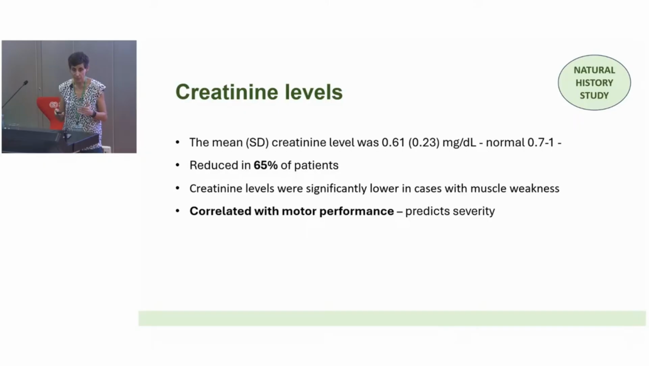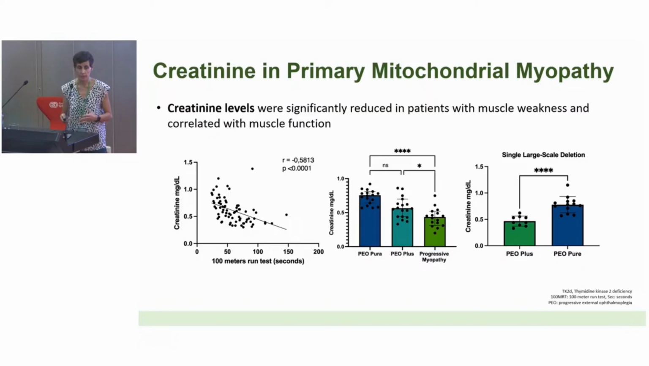They were significantly lower in patients with muscle weakness, and it correlated also with the function tests we do to assess the motor evaluation. Here I show you some of these graphics that show how creatinine levels correlate strongly and significantly with the 100-meter run test. It also correlates with the North Star Ambulatory Assessment, and it's helpful to distinguish in which patients there is muscle weakness and, more important, muscle involvement among the whole cohort of patients with PMM.